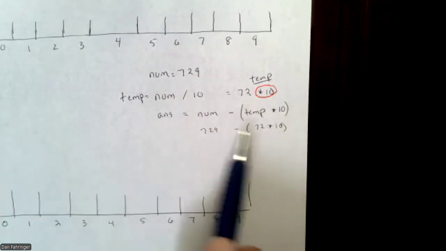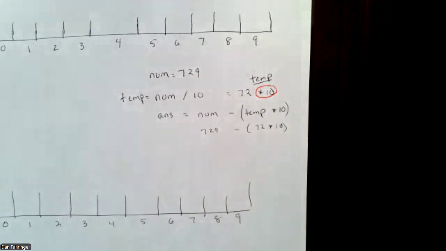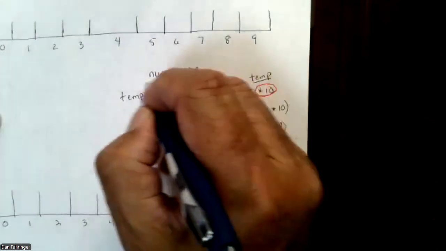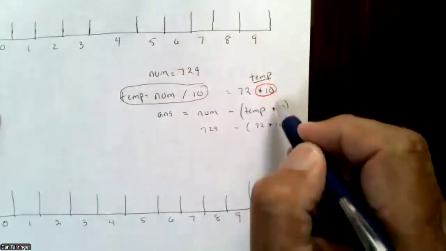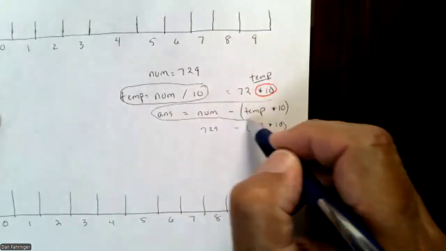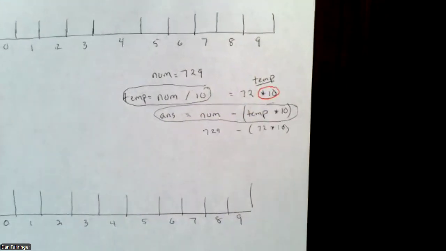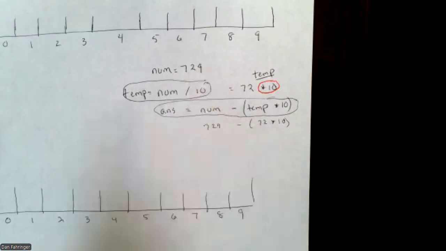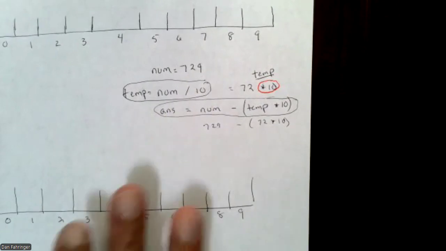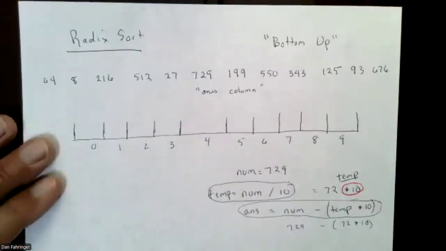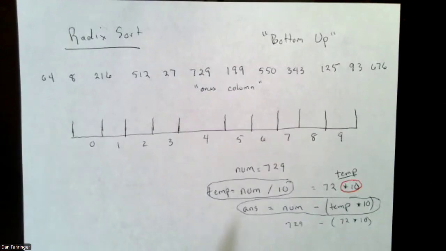Again, I'm just scribbling code down that I'm going to need later. I'm going to temporarily get that 72, and then I'm going to take 720 and subtract it from my number to get my answer, which is 9. Okay, so I want the ones digit, and I'm going to fill up the columns according to the one digit.